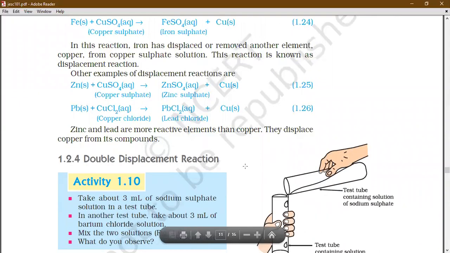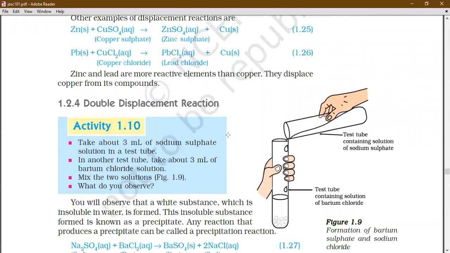Double displacement reaction. Activity 1.10. Take about 3 ml of sodium sulfate solution in a test tube. In another test tube, take about 3 ml of barium chloride solution. Mix the two solutions. What do you observe?